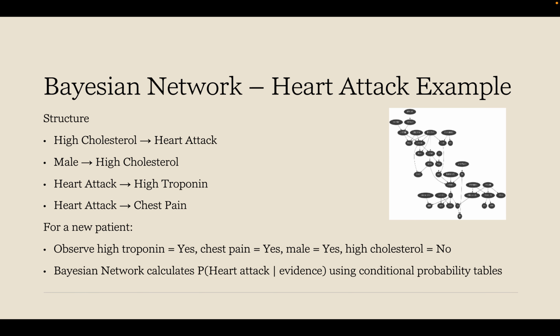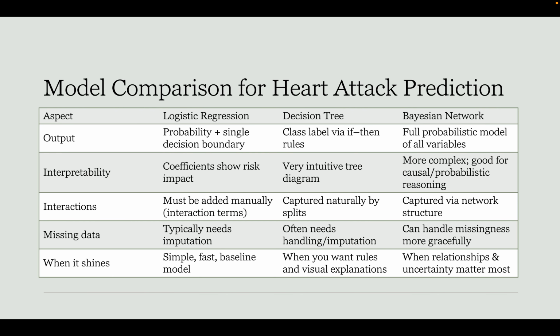So in this very example, male gender increases the chance of high cholesterol, which in turn affects heart attack risk. Heart attack risk then drives troponin and chest pain. And when we see a new patient with chest pain and high troponin, the network updates the probability of a heart attack. If cholesterol is missing, it can work by marginalizing over the uncertainty. So all 3 models can use the same 4 predictors, but they all kind of think of the problem differently.